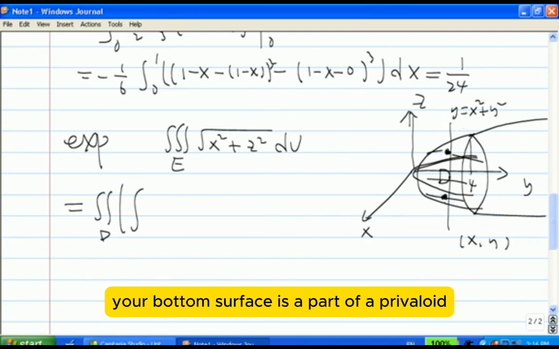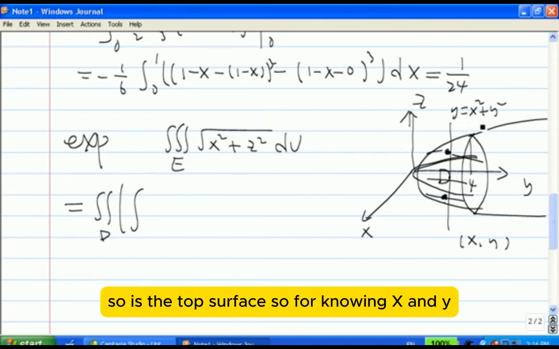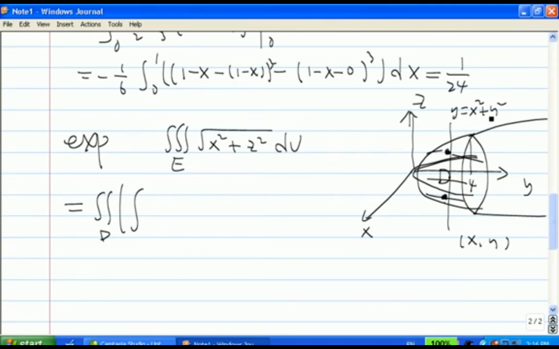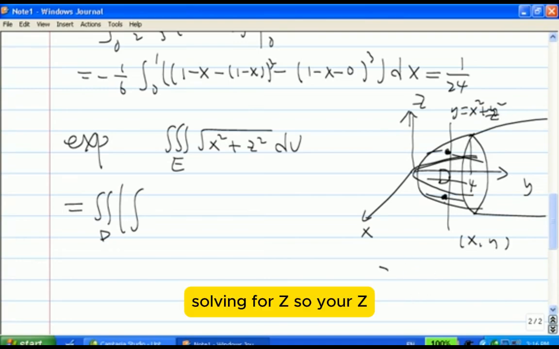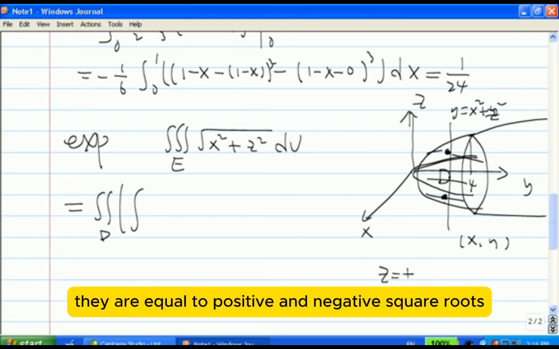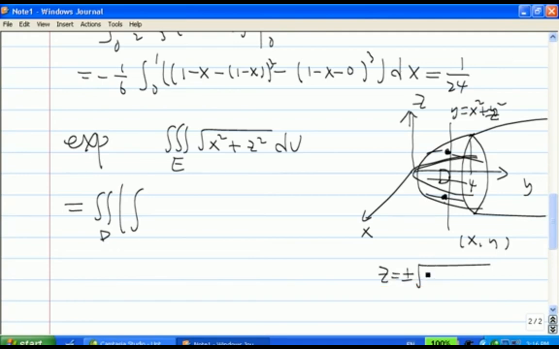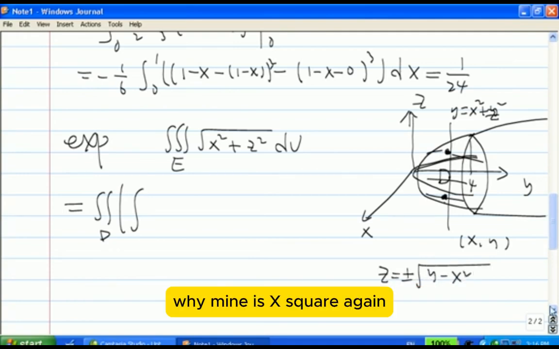Your bottom surface is a part of a paraboloid, so is the top surface. So for knowing x and y, we want to solve for z. This is z, sorry, solving for z. So your z there is equal to positive and negative square root of y minus x squared.